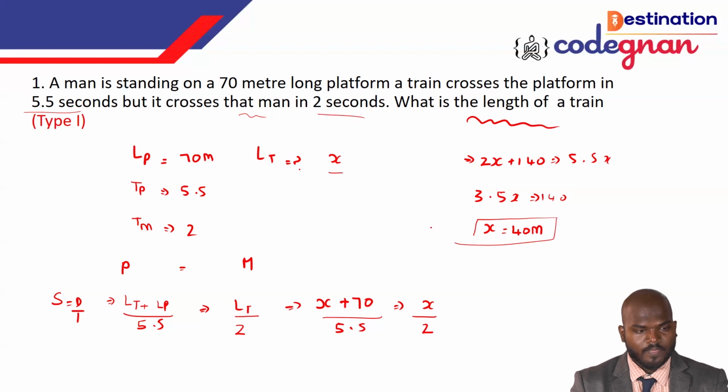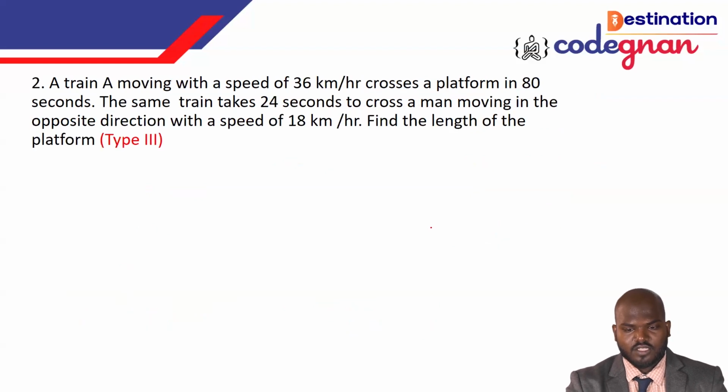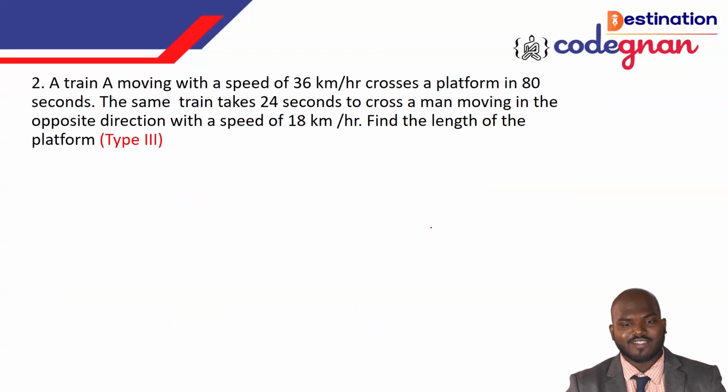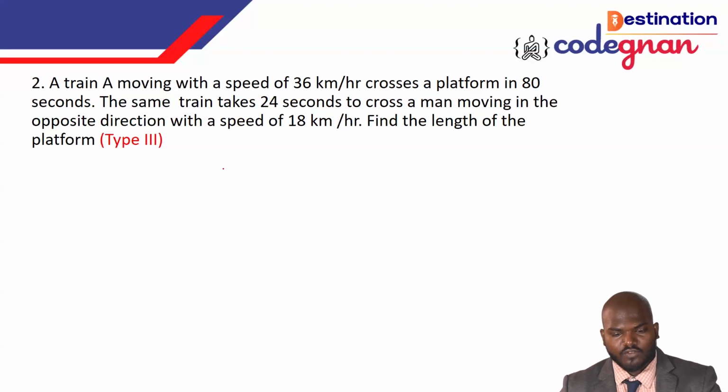Okay, and the next one is a little bit different. They have given that train A is moving with a speed of 36 km per hour and crossing the platform in 80 seconds. So in this one, they have given the speed in kilometers per hour, and the time in seconds. The same train takes 24 hours to cross the man, moving in the opposite direction with a speed of 18 km per hour. Find the length of the platform is the question they are asking here.